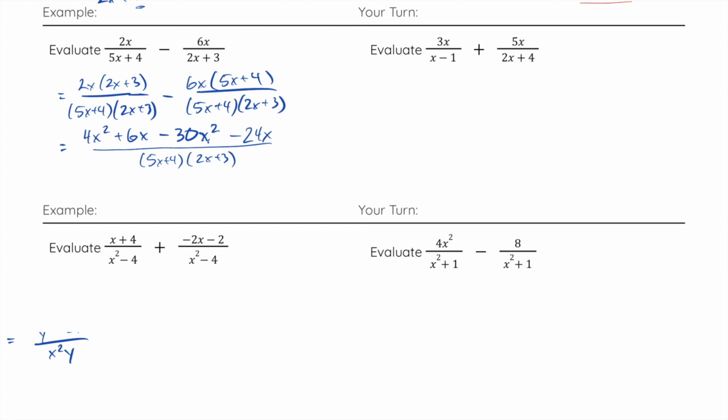And then we'll collect the like terms, and we end up with negative 26x squared minus 18x all over 5x plus 4 times 2x plus 3. The other thing we need to do, we need to make sure we state the excluded values. So we will state that x cannot be negative 4 over 5 or negative 3 over 2. So pause the video and try the one on the right.